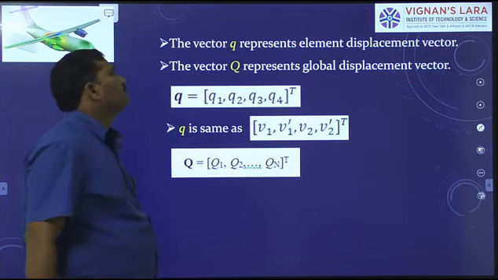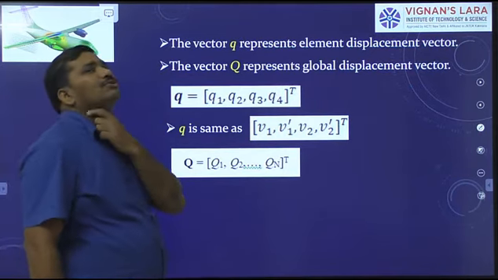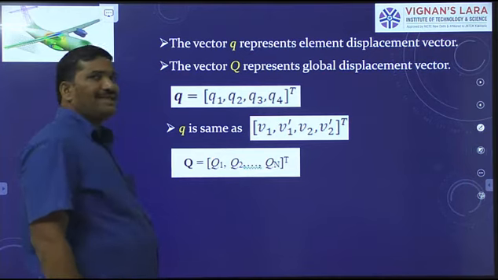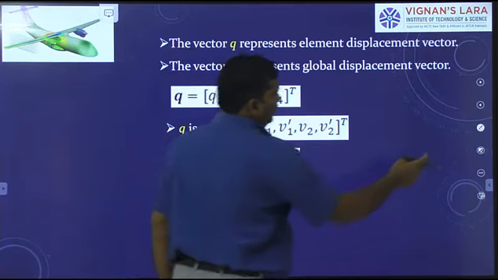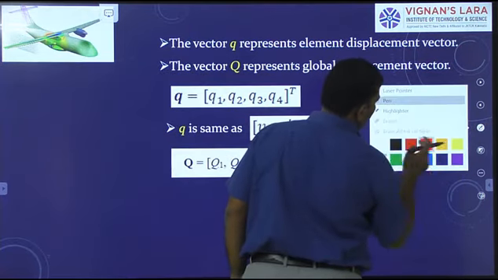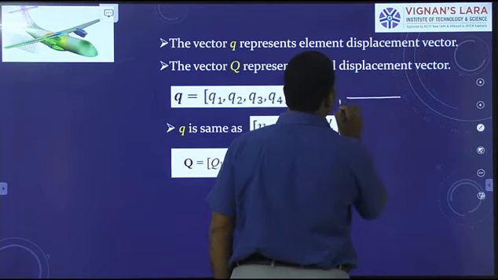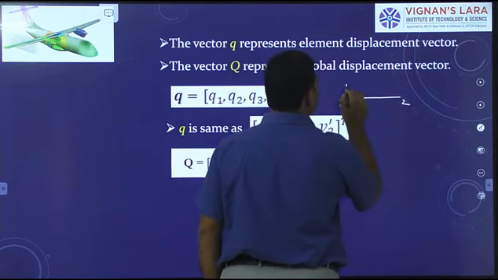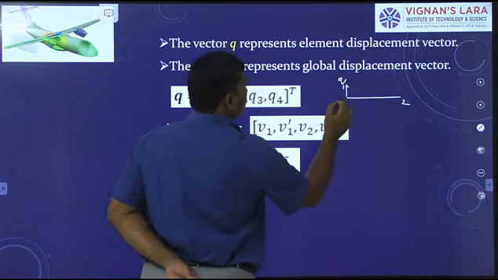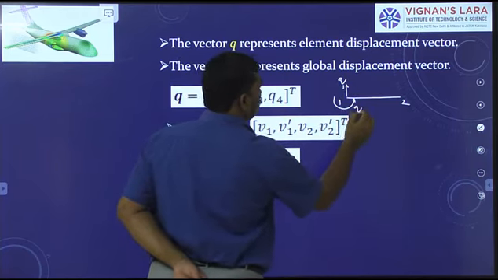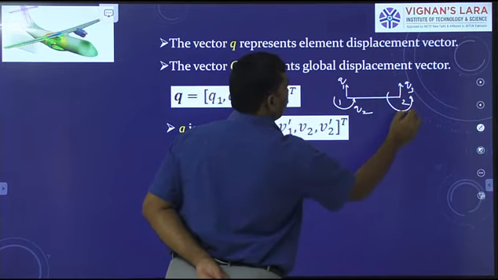Now, the element displacement vector. I use a small q to denote the element displacement vector because we have a one-dimensional beam element here with 2 degrees of freedom at each node. What are they? Q1, Q2, Q3 and Q4.